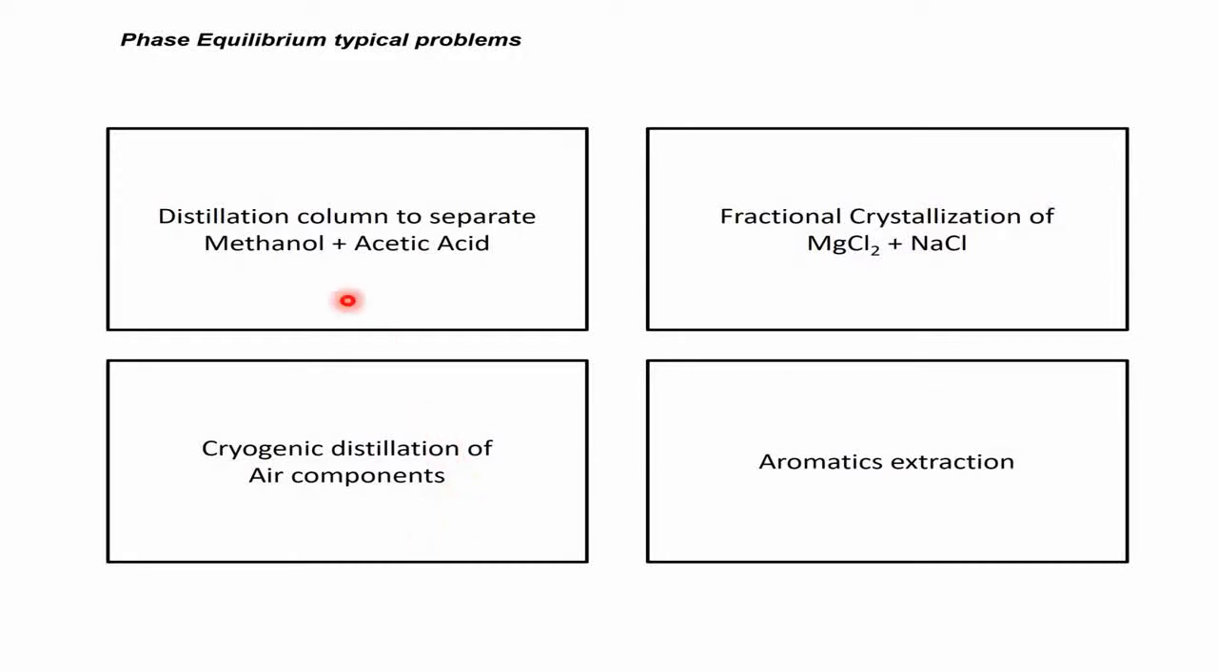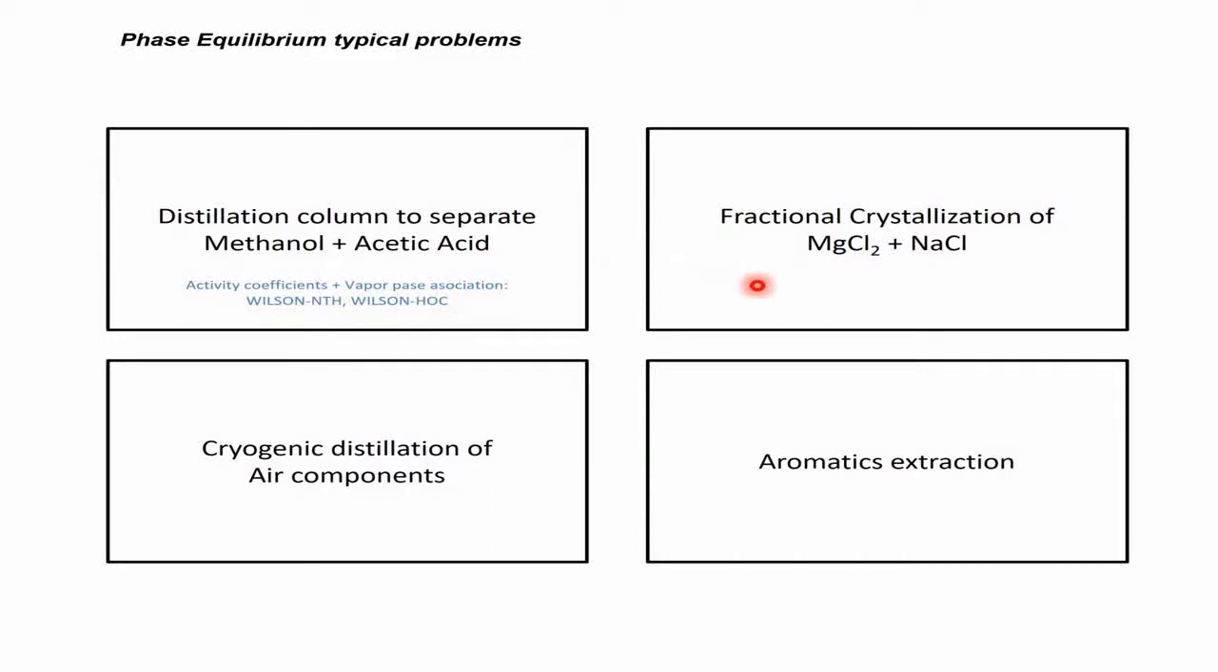For example, a distillation column to separate methanol and acetic acid. In this case, the adequate model should use activity coefficients for strong interactions in the liquid phase and consider also association in the vapor phase because of the presence of an organic acid. These are some of the adequate property methods.